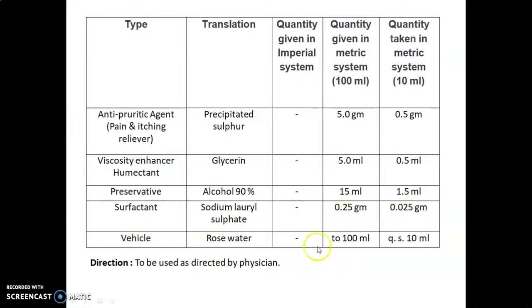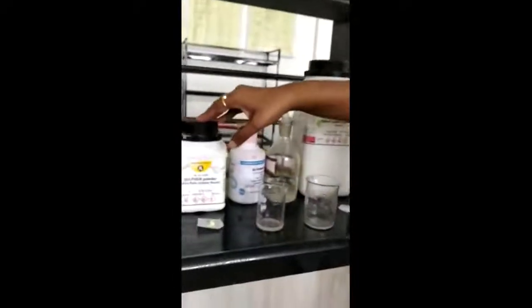Rose water is used as a vehicle, quantity given to prepare up to 100 ml and quantity taken is quantity sufficient to prepare up to 10 ml. All these quantities taken should be calculated with the help of factor. So direction: to be used as directed by physician. Now let's move towards the actual performing of the experiment in the laboratory.